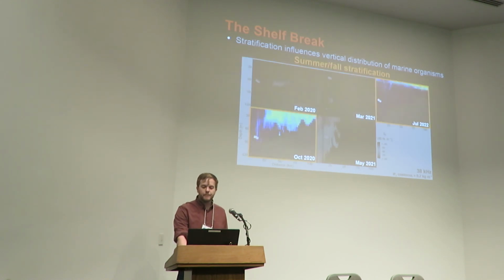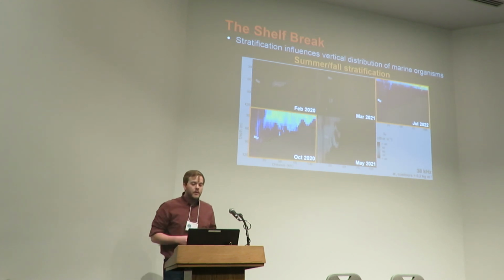meter increment. Looking at the summer and fall, you can see in the top right, the July transect, there's a very strong stratification near surface at around 25 meters and shallower. And you can see all of the biological backscatter is really pushed to the surface. It's not really below that pycnocline. Comparing that to the October echogram, you can see that the pycnocline is deeper and the biological backscatter is also deeper, but it still kind of rests where that pycnocline is.